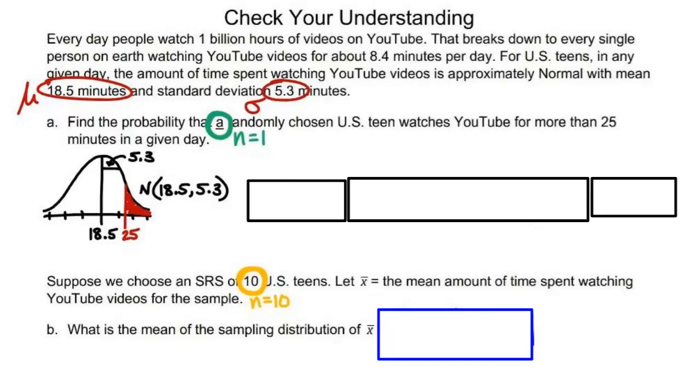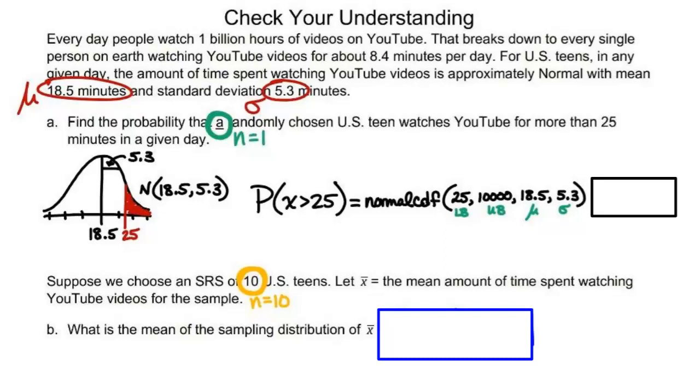Mean is my population mean of 18.5. Standard deviation is my population standard deviation of 5.3, because if I do 5.3 divided by the square root of 1, I get 5.3. So when it's for one person, it's just the population standard deviation and population mean. We want to find the probability that x is greater than 25.